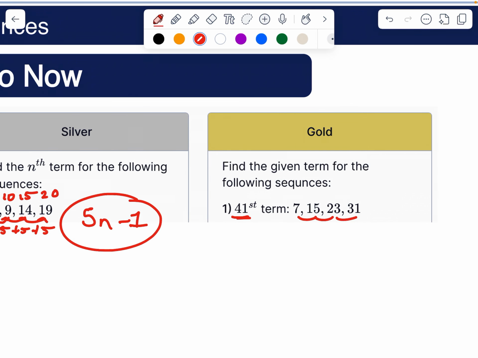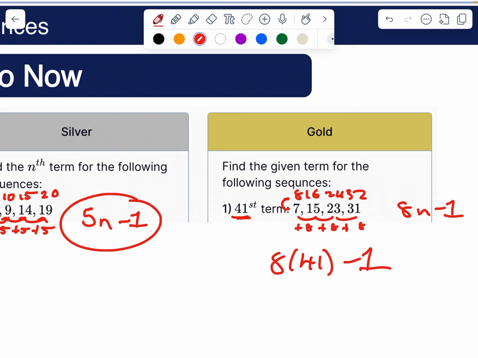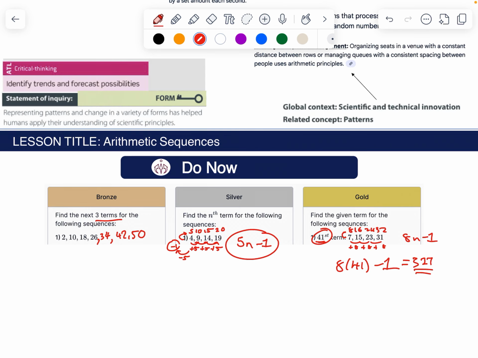The first thing we have to do is find the nth term. So in this question, what do we have? Plus 8, plus 8, plus 8. So it's 8n. If you write the 8 times table above, you should know that it is actually minus 1. So that's the rule. Then to work out the 41st term, you substitute 41 into that formula, which gives you 327. So if you continue the sequence on, the 41st number is going to be 327.